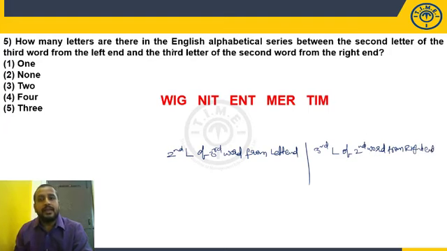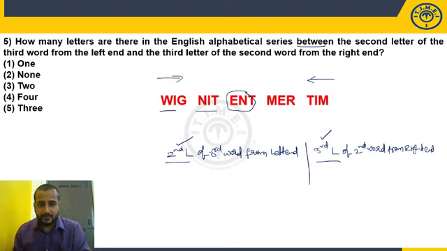Now what is the question asked? How many letters are there in the English alphabetical series between this letter and this letter, between these two letters? So the important thing is first we should identify what is this letter and what is this letter. Second letter of third word from the left hand. What is the third word from the left hand? ENT. Left hand is nothing but we should start counting from here. Right hand will be counted from here. Third word from the left hand is ENT. What is the second letter of that word? N.